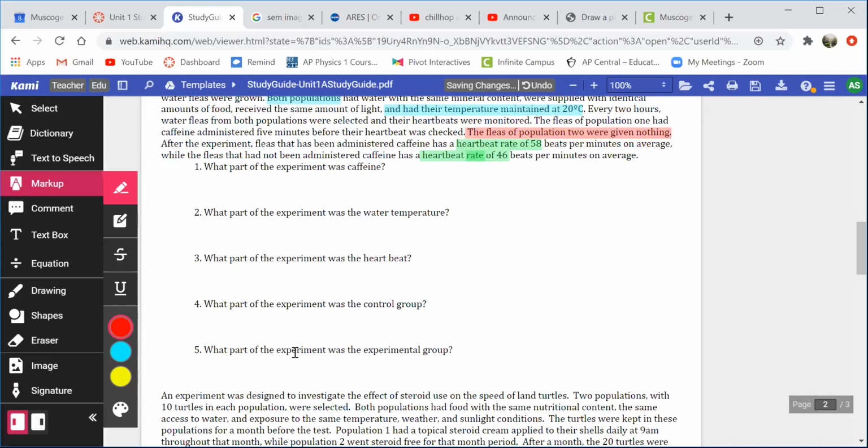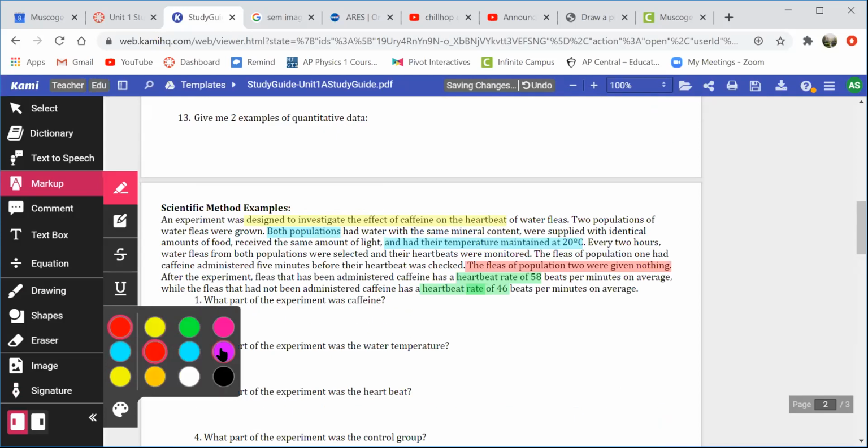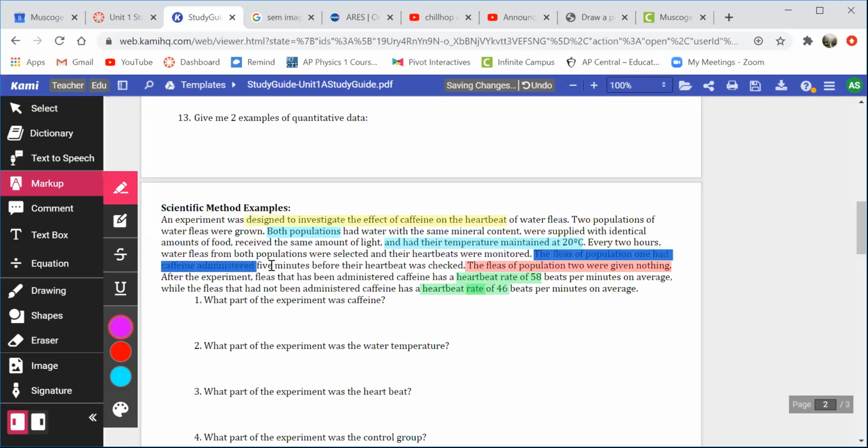And then what part of the experiment was the experimental group? Which group were you experimenting on? The first population. There we go. Fleas of population 1 had caffeine administered. There we go. So this right here told you everything you need to know, and it became pretty easy.